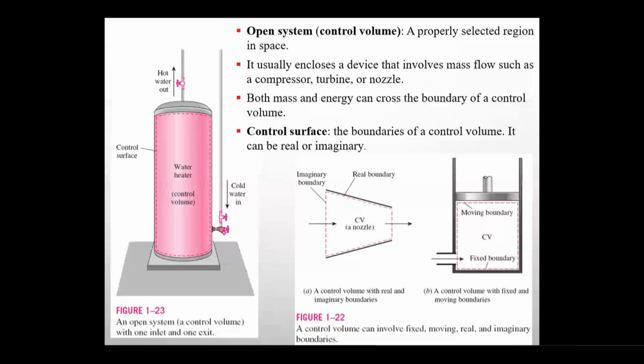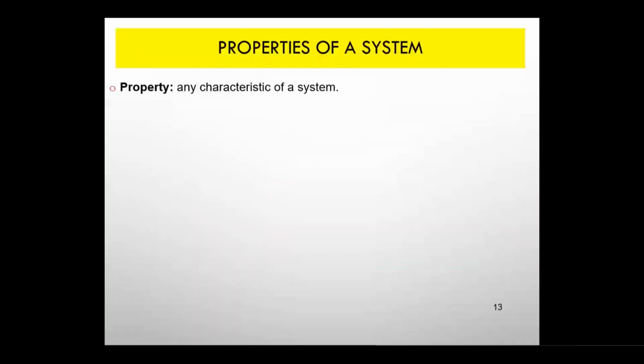All right. Moving on towards the properties of the system. Property is basically any characteristic of the system. What is a characteristic of a system? What could it be? Sorry? I mean, can you name any characteristics of a system?